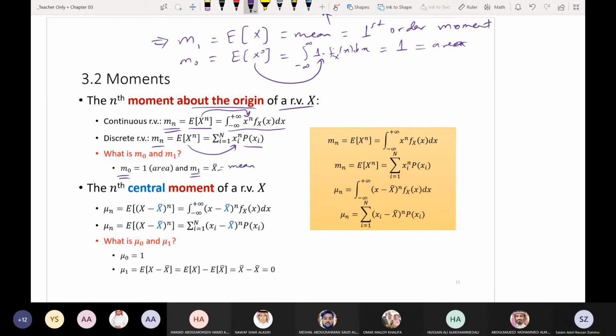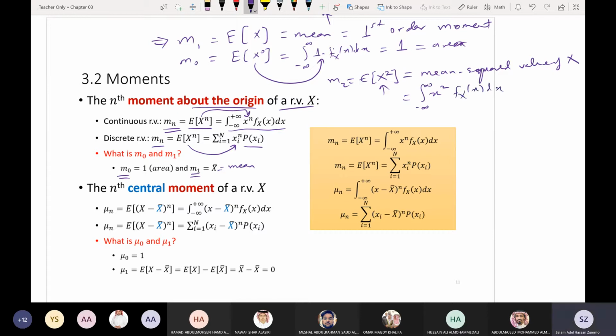Now, M2, sorry, which is the expected value of x squared, we call the mean squared value. For example, if x is a voltage, then the expected value of x squared will be the mean squared value of the voltage, which is nothing but the integral of x squared fx of x.